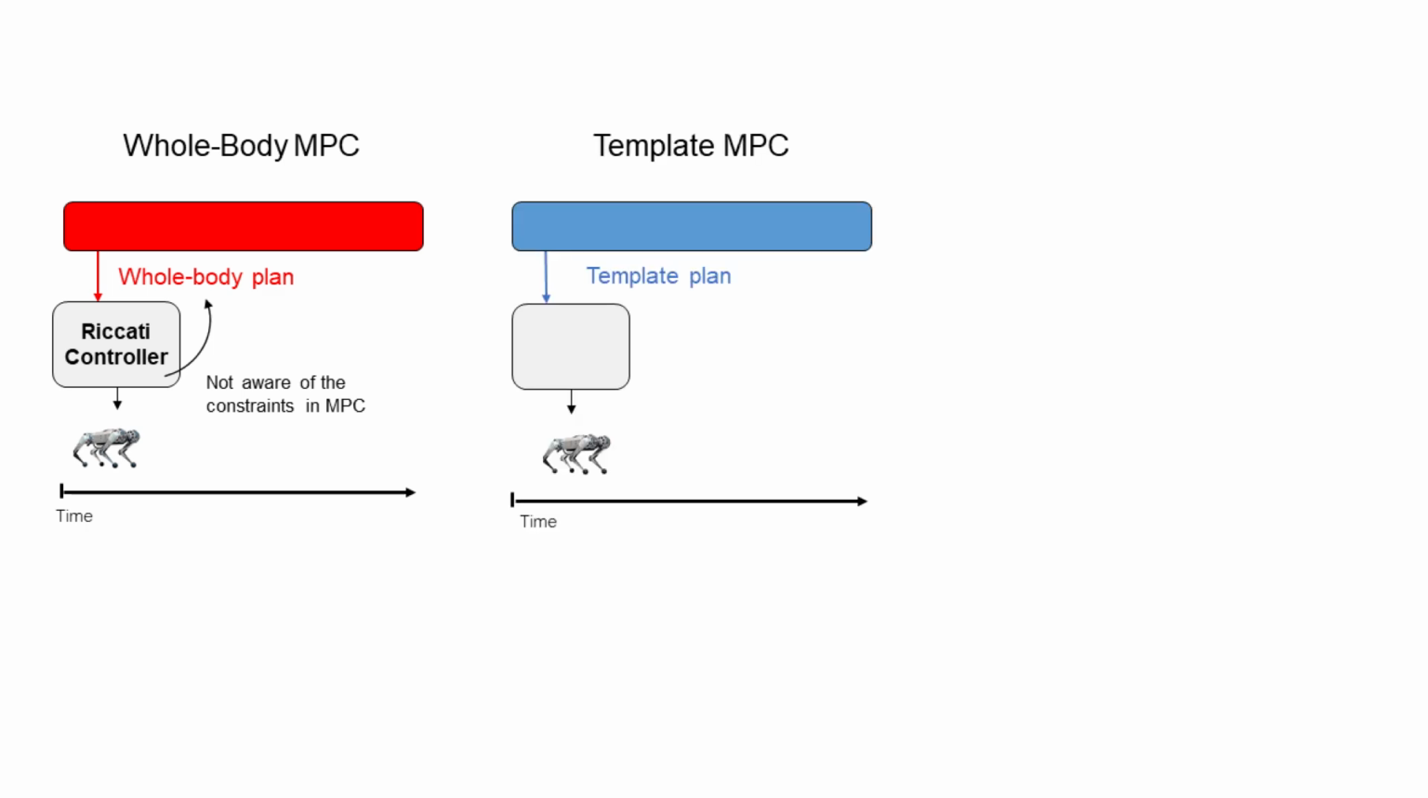Conventional template MPC produces a low-dimensional plan often in the task space. A low-level whole-body controller, for instance, whole-body QP, is often employed to convert the plan to whole-body commands. The disadvantage of this approach, however, is that the template MPC is not aware of the whole-body constraints and that non-trivial tuning of the QP is often needed.